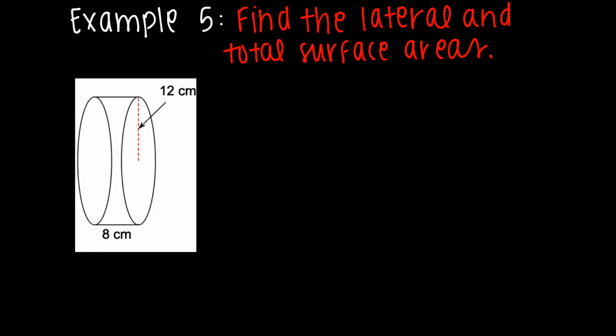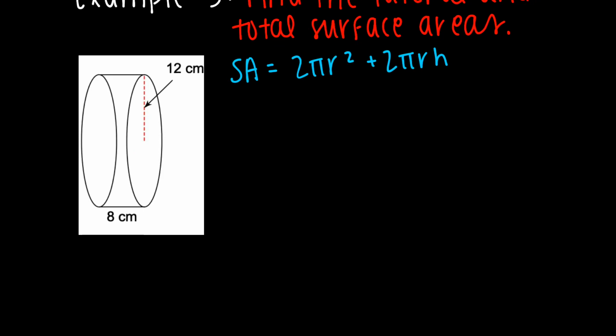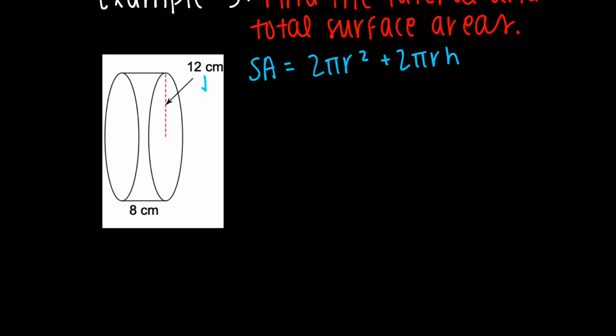So example 5, I'm going to do a little different than I did earlier. I'm going to look at my total surface area formula. So I have 2 pi r squared plus 2 pi r h. And what I'm going to do is fill in all the information, and then pull the lateral from this, so I'm just having to do one step still. I know my 12 is my radius and my 8 is my height because the 8 connects the two faces. So let's plug into the formula.